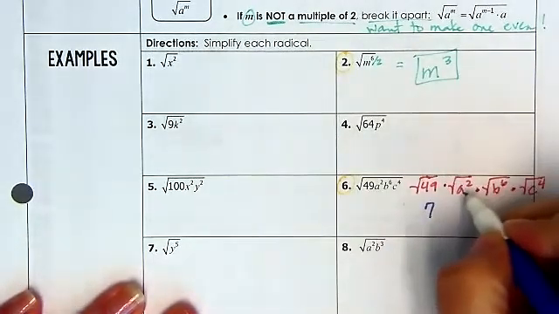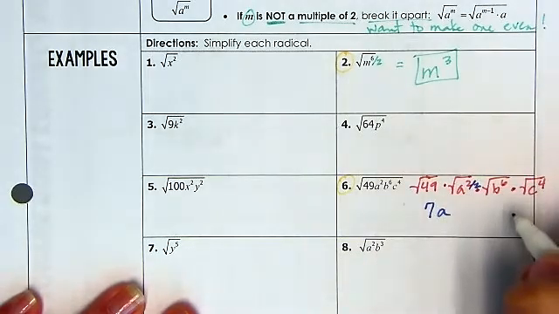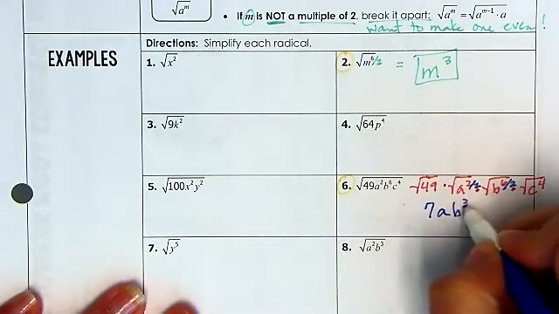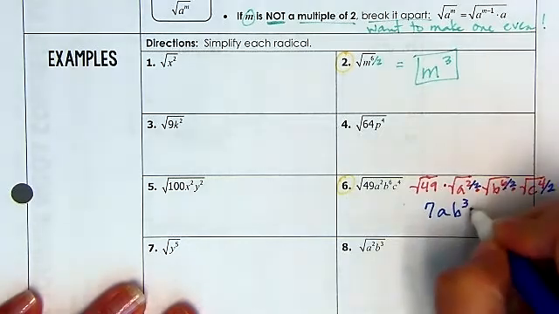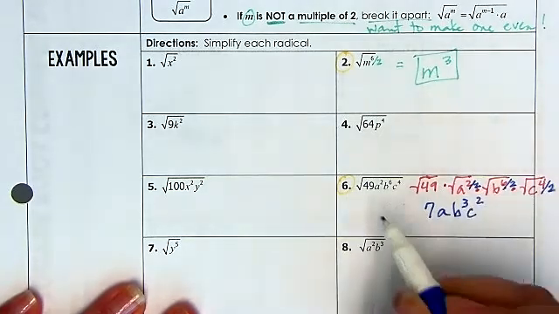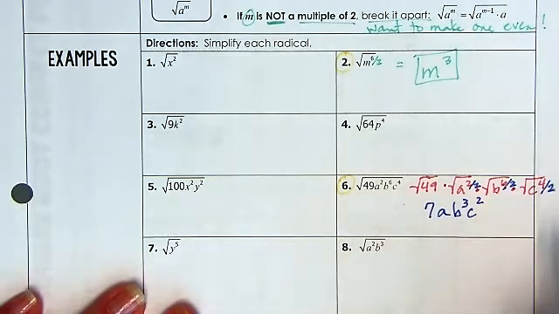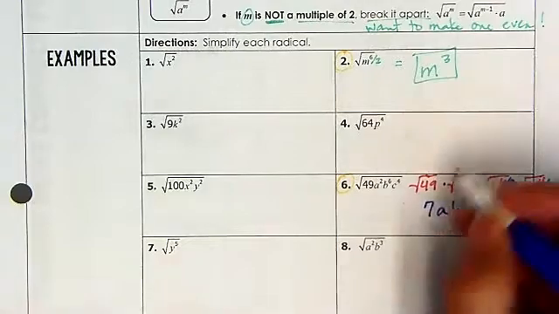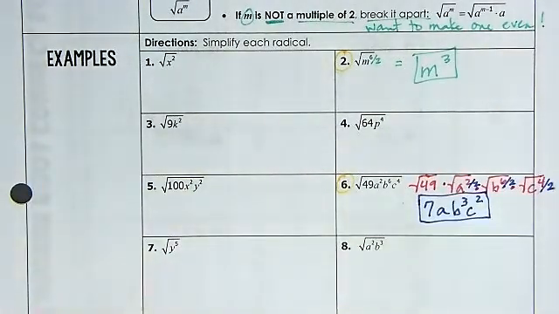The square root of a squared, that means I'm going to divide by 2, so that's going to make it just a. B to the 6th, divide by 2, so that's going to become b to the 3rd. C to the 4th, I divide by 2 because that's even, so that's going to become c squared. So when I simplify this, my answer is 7ab to the 3rd c squared. And there's the final answer. All right, next example.